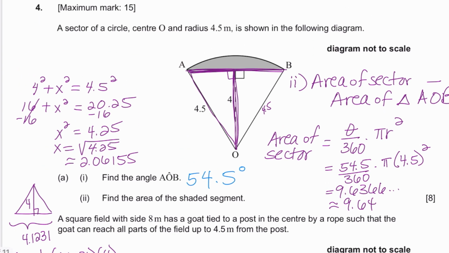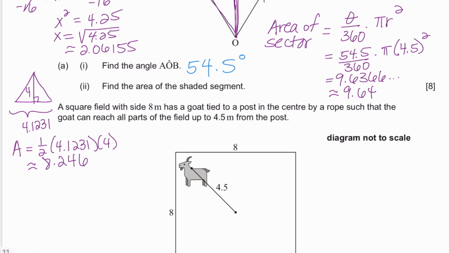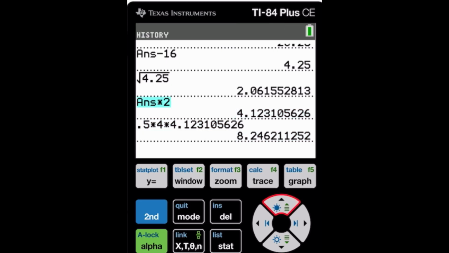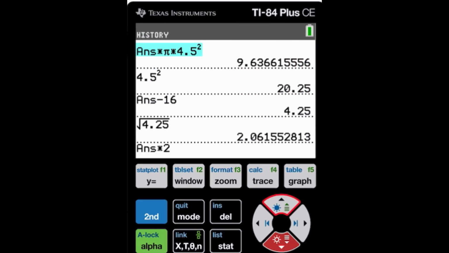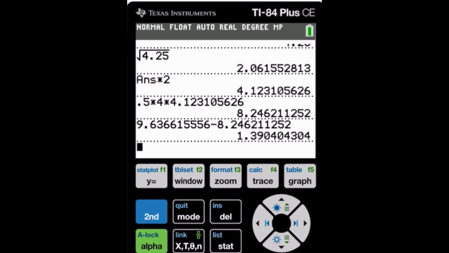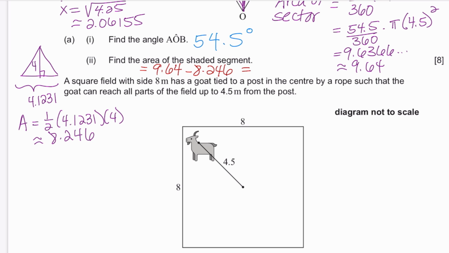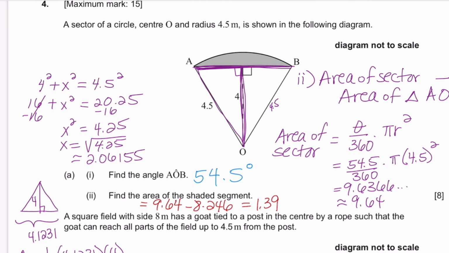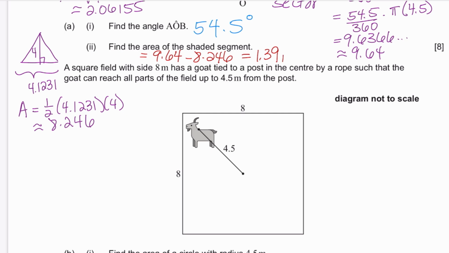So here they want the area of the shaded segment, which is going to equal 9.64 minus 8.246. And when I'm working in the calculator, I like to have as exact of an answer as possible. So I found my 9.6366, I press enter, minus my previous answer of 8.246, and that means 1.39 to 3 significant figures. It's going to be the area of the shaded segment. So this is 1.39, and it's in meters, so I'm going to write this down as square meters, and that's going to be my final answer.